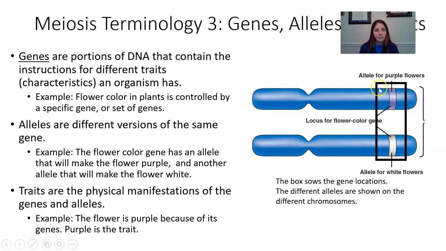So these are the alleles right here that code for the gene of eye color or of flower color in this example. They could code for skin color. So different forms of the allele can create different phenotypes or different presentations of that trait. So traits are the physical manifestations of genes and alleles.